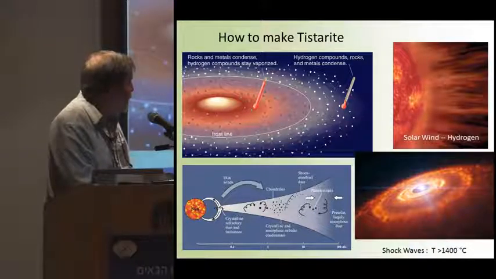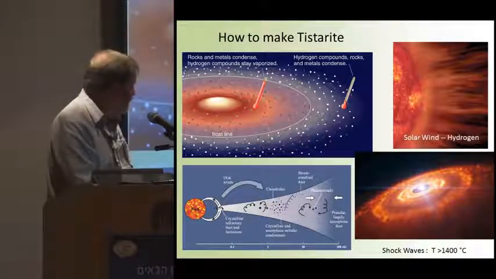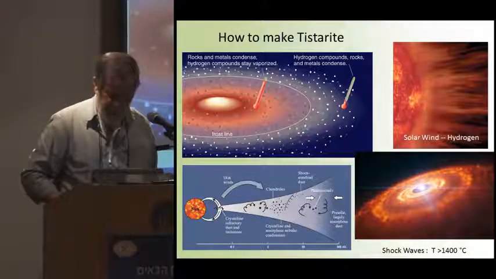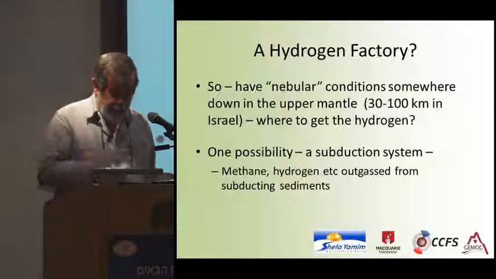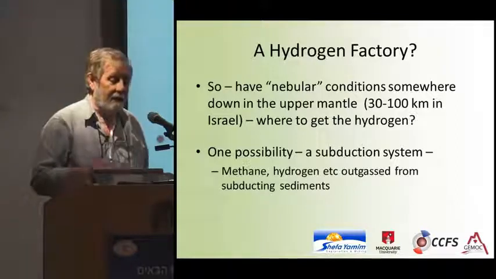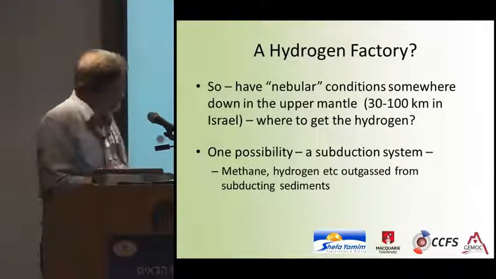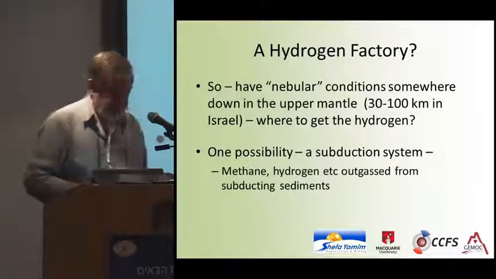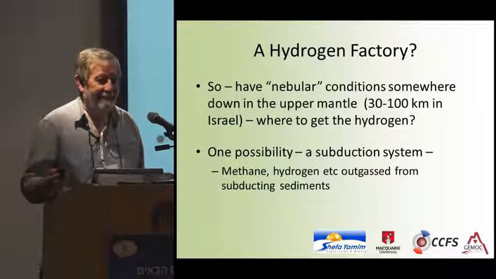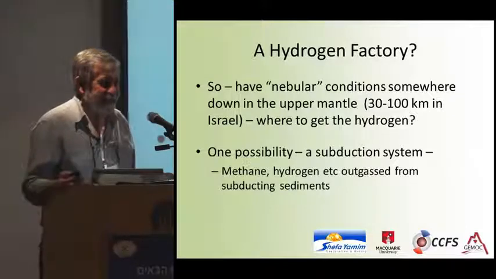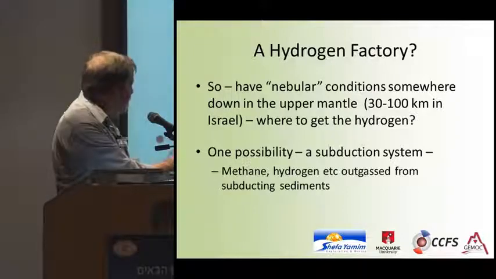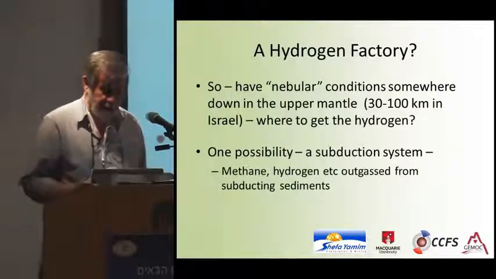And shock waves within the solar nebula will produce temperatures up above 1400 degrees. And that's the kind of temperatures we think we're dealing with. So we have these nebular conditions down there somewhere. If you come to the talk this afternoon, I'll tell you why we think they're forming in this depth range. And the problem then is, where do you get the hydrogen? I mean, it's not that easy, is it? We want to have hydrogen introduced into our mantle somewhere down deeper than 30 kilometers. This is the upper mantle.